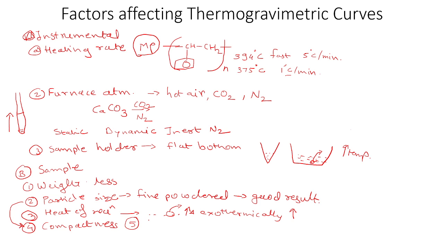And the last is source of sample. Source of sample means from where your analyte is collected. If the sample is derived from two different sources, its decomposition temperature is different. For example, if you prepare your analyte by two different methods, by one method you get an amorphous sample, while by the other method you get a crystalline sample, what will happen? Obviously both will require different temperatures for the decomposition reaction.